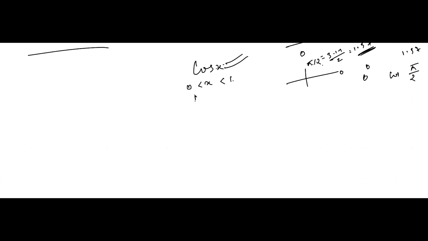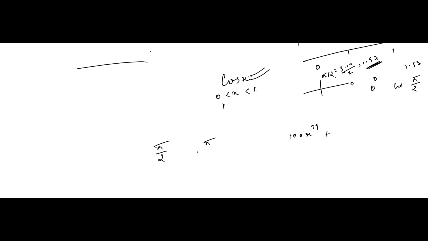Next intervals are also given over here, which is pi by 2 to pi. Let's check it now. We were having 100x to the power 99 plus cos x. In this interval, pi by 2 to pi, we can understand that x is a positive number, right? So 100x to the power 99 will generate a positive result.